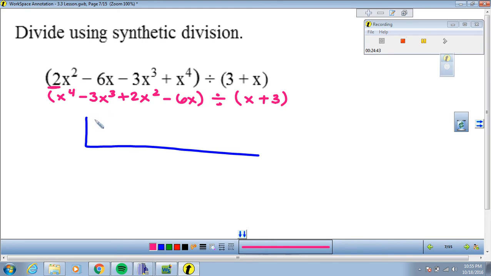So 1, my coefficient here is a 1 even though I don't see it. 1, negative 3, 2, negative 6.